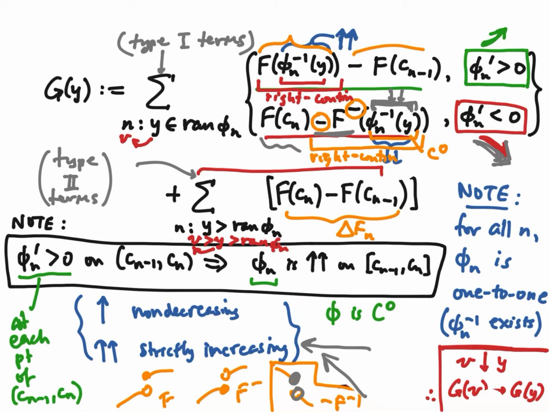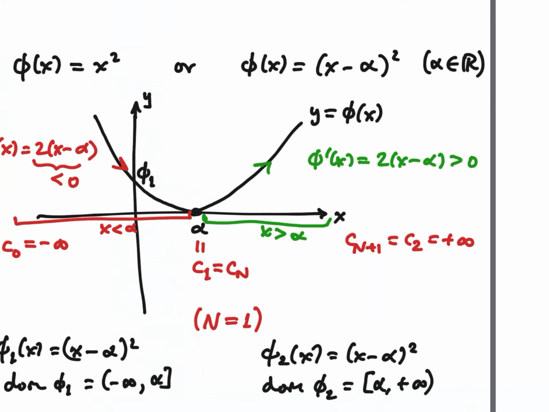So in either case, whether you have a green piece or a red piece, as a function of y, the corresponding type 1 term is a right continuous function of y. And again, these terms down here are totally unaffected. So they give also a right continuous function, namely just a constant function. So that shows that g of y is a right continuous function of y.